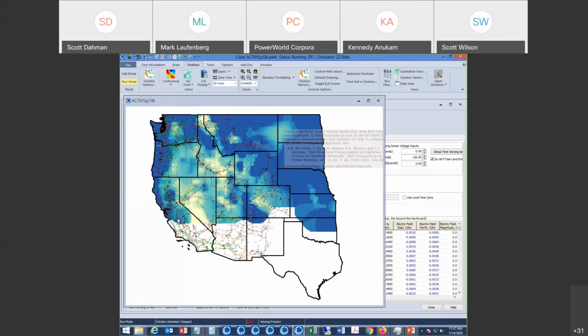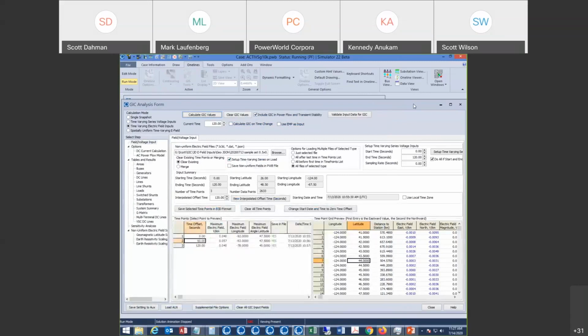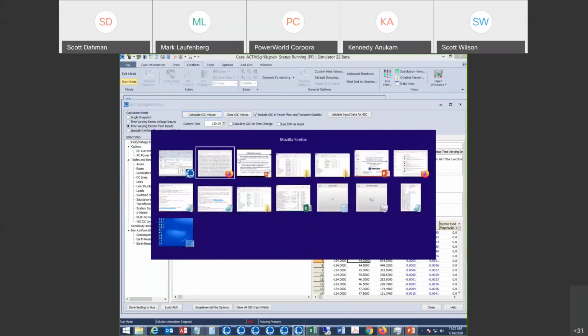And the fact that it's using a 3D Earth transfer function also gives you a lot more of these boundary regions, where you have some high resistivity regions and lower resistivity regions as well. So those are some good resources that are available now that we can directly use in PowerWorld Simulator.